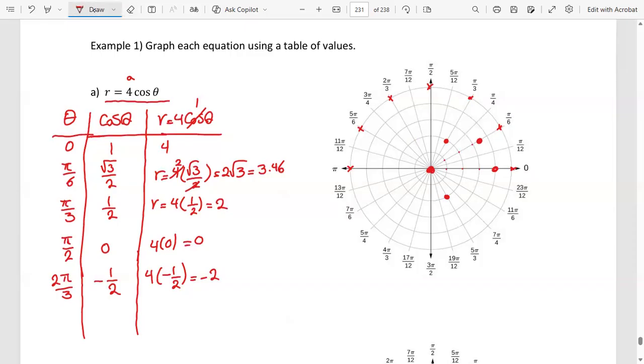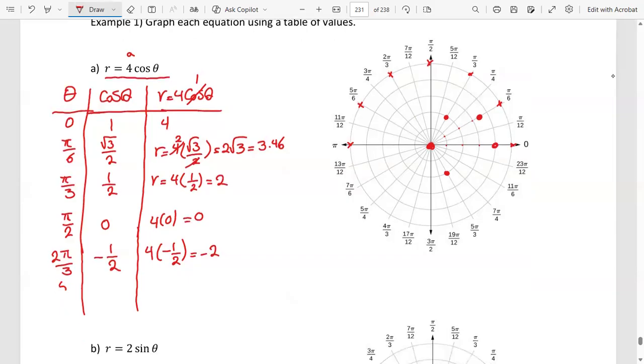If I replace theta by 5 pi over 6, I know that the cosine of 5 pi over 6 is negative root 3 over 2, and 4 times negative root 3 over 2 is negative 2 root 3, and in decimal is negative 3.46, or negative 3.5. For 5 pi over 6, which is this line, negative means that instead of having the point over here, I will have it in the negative direction, which is over here.